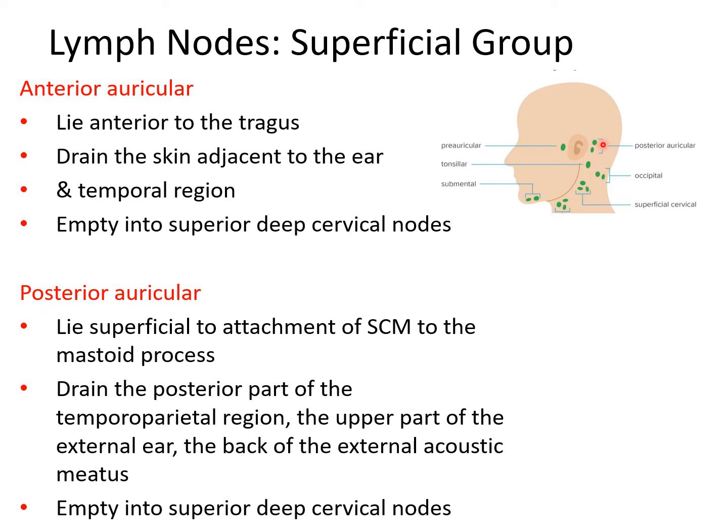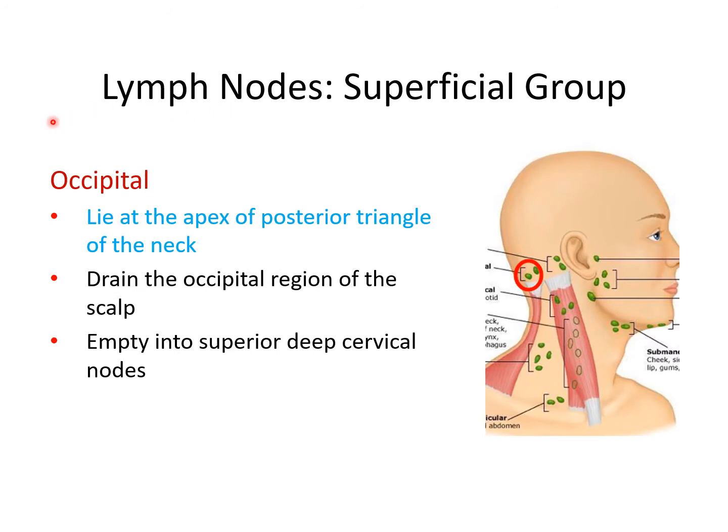The posterior auricular or post-auricular group of lymph nodes lies superficial to the attachment of the sternocleidomastoid muscle on the mastoid process and drain the posterior part of the temporoparietal region, the upper part of the external ear, and the back of the external acoustic meatus, and they also empty into the deep cervical lymph nodes. And finally, the last group in the superficial circular group of lymph nodes is the occipital group of lymph nodes, which lie at the apex of the posterior triangle of the neck and drain the occipital region of the scalp and empty into the deep cervical lymph nodes.